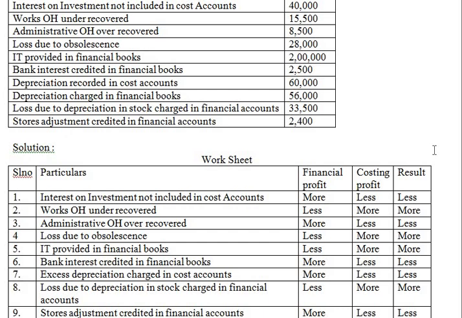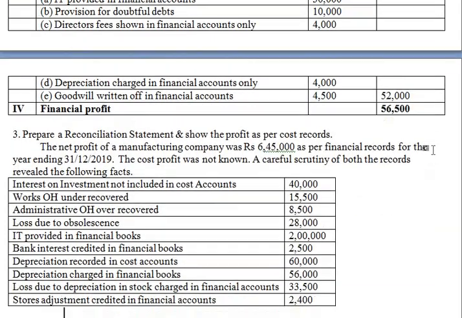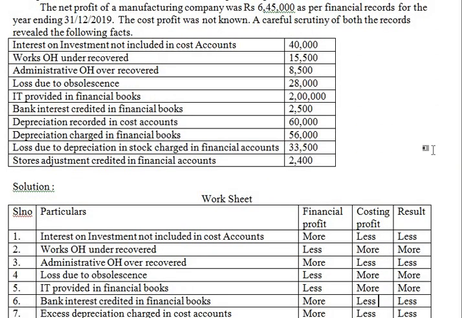Wherever the result is more, those have to be added to whichever profit you have taken first, and whatever result is less has to be deducted from it, so that you arrive at the costing profit or the financial profit. This shows why there is a difference in costing profit and financial profit, and these are the transactions causing the difference in the amounts. Hope the problem is clear to everyone.